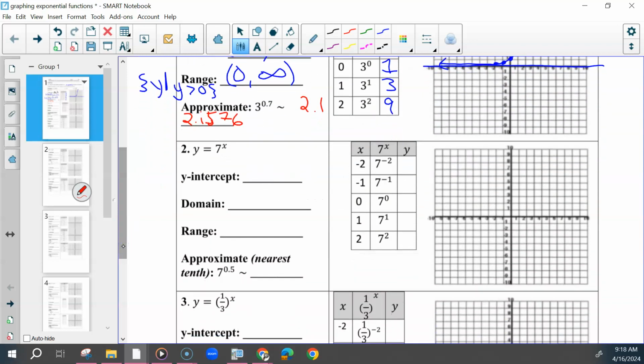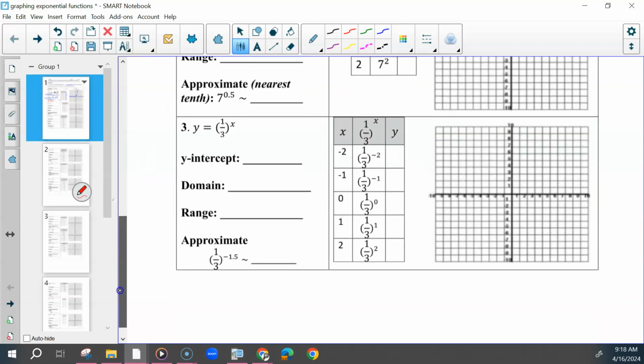Let's skip to number 3. Doing the same process, but now our base is a fraction. 1/3 to the negative second power. Take the base, flip it, and make your exponent positive. What would that give us? 9.